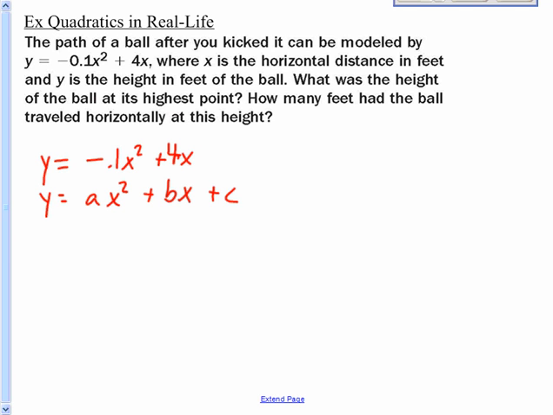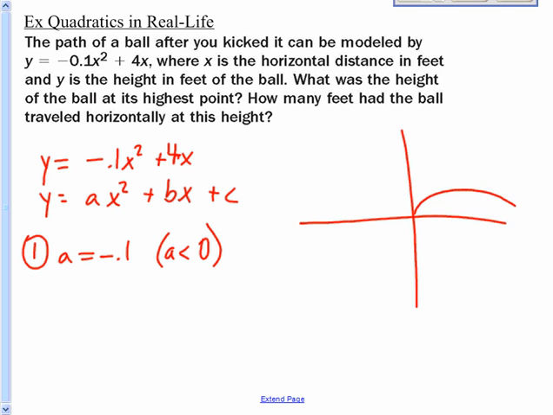Okay, you say, well, first of all, you notice your a is negative 0.1. So this is going to be opening down, right? Whatever this looks like, it's going to be opening down. We're trying to find the highest point. Well, where does it occur? Of course, it occurs at the vertex, right? Since this opens down, it's going to occur at the highest point. Okay, so let's find the height there.